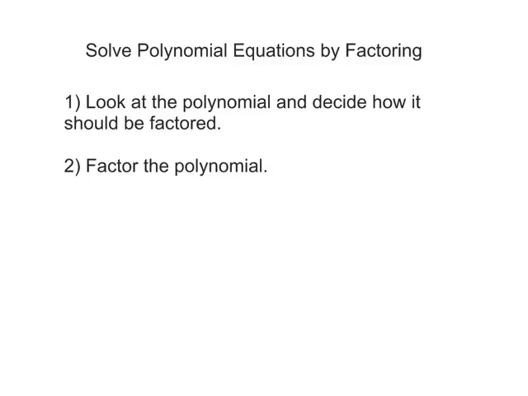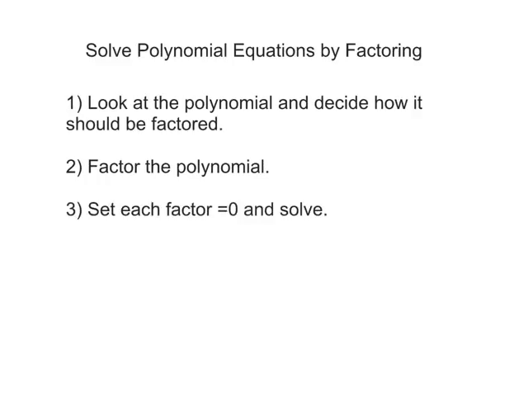If it's a 4-term third-degree polynomial, what we're going to use is the grouping method. If it is a binomial, we're going to look at the method for factoring the sum or difference of 2 cubes. The third step will be to set each factor equal to 0 and solve.